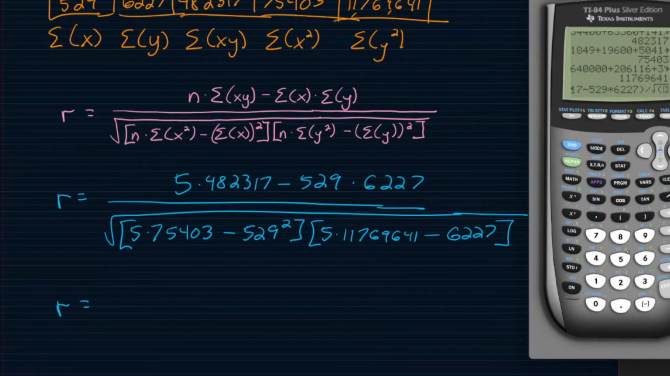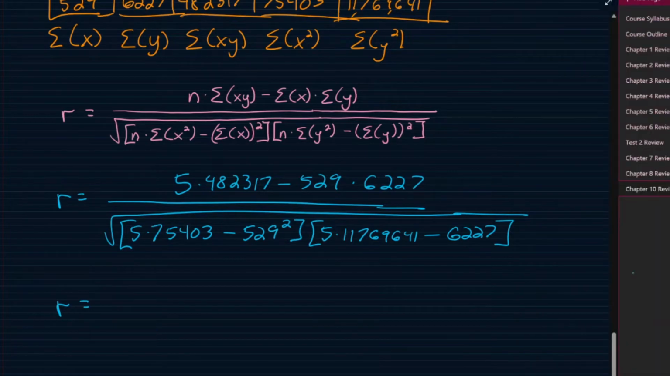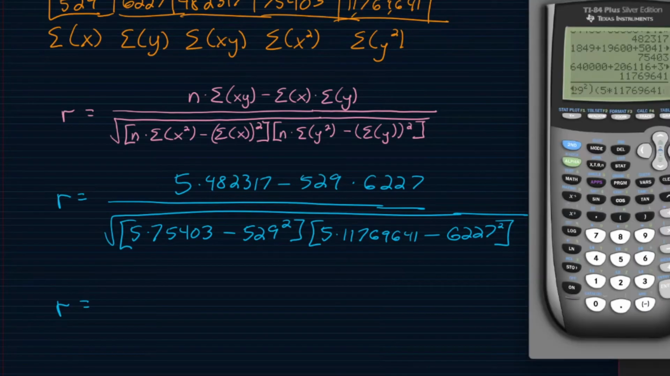So we've got 5 times 75403 minus 529 squared, right? That's that first bracket, essentially. And then the second bracket, I'll start another parenthesis. 5 times 11,769,641. Oops, I forgot the square up here on the 6227. Minus 6227 squared.